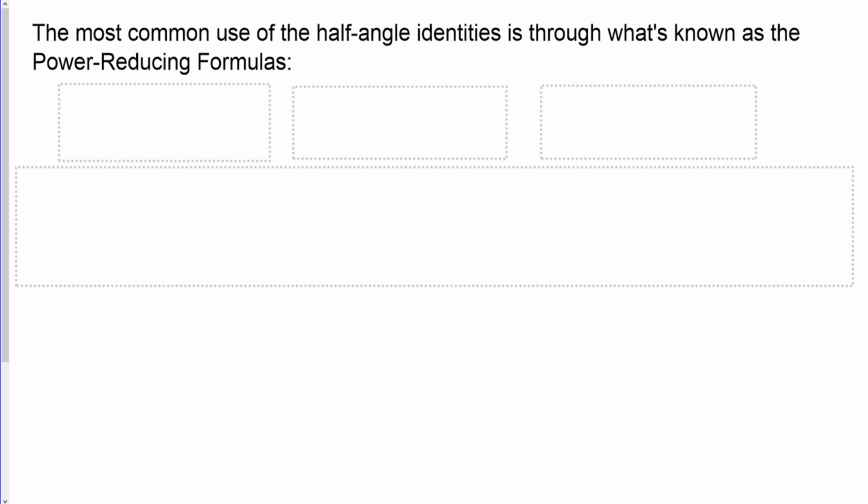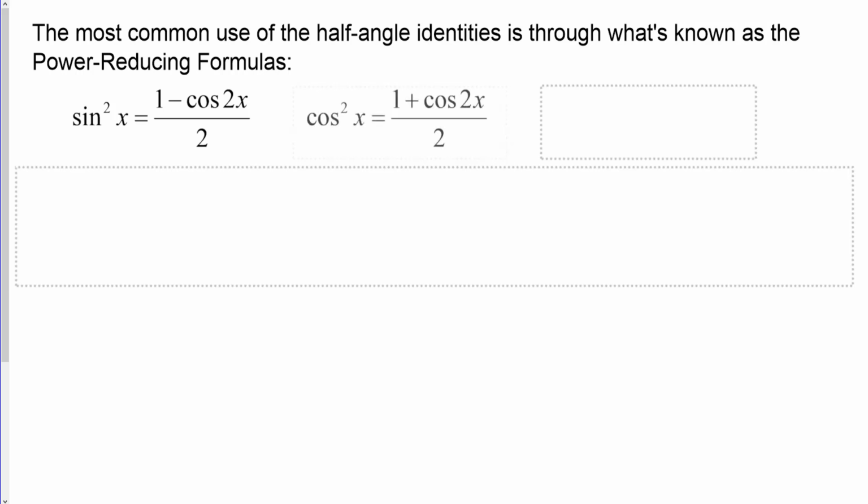The most common use of the half-angle identities is through what's known as the power-reducing formulas. That looks like sine squared x equals 1 minus cosine 2x over 2. Cosine squared x equals 1 plus cosine 2x over 2. And tangent squared x is 1 minus cosine 2x over 1 plus cosine 2x.